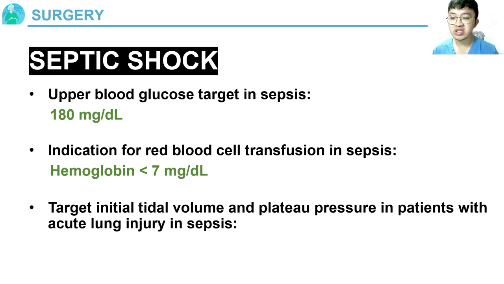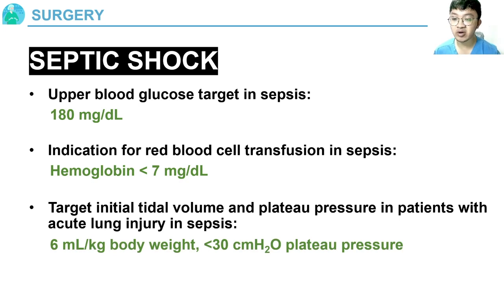Next, target initial tidal volume and plateau pressure in patients with acute lung injury and sepsis. That's 6 ml per kilogram body weight. I think it's the tidal volume, 6 ml per kilogram body weight. For the plateau pressure, you need to maintain it less than 30 cm water. More than 6 tidal volume, less than 30 plateau pressure.